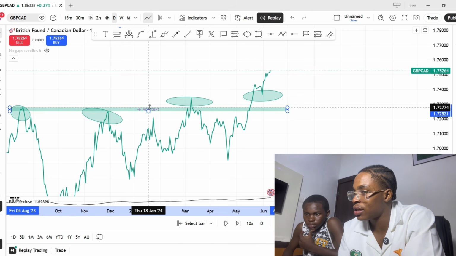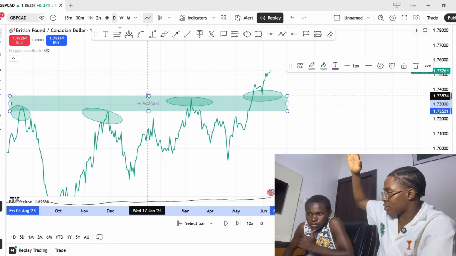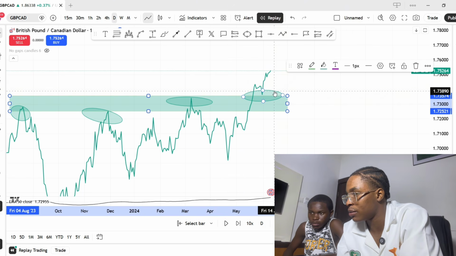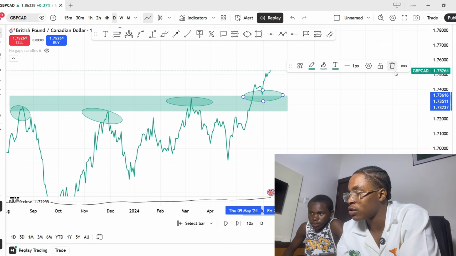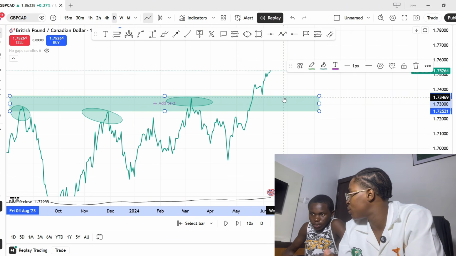Just like on the ceiling, whenever it bounces, right now it is breaking above the ceiling. Now it could bounce, like you could use it as support or the floor. I don't know if that makes sense. Yeah, it does. So what are we going to be doing? We're going to be waiting for the market to come back to this level, and then we can buy.